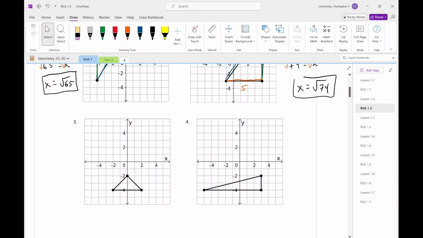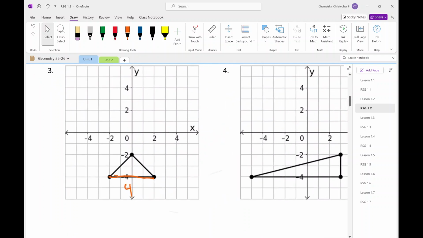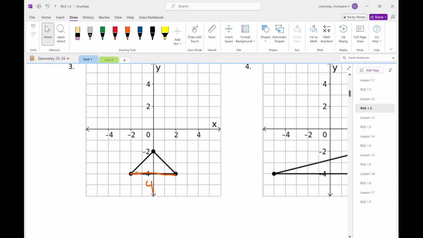Number 3. This one's a little tricky because we only have one horizontal side at the bottom. That is 4. So really what we're going to have to do is notice that if we split this down the middle, we get an isosceles triangle. Actually, this is going to be 2 isosceles triangles, where this is 2 and this is 2.